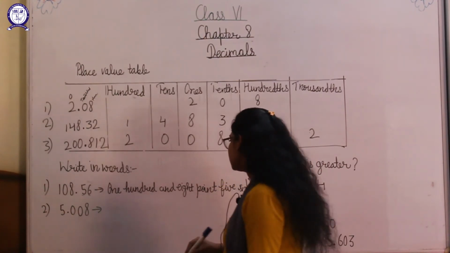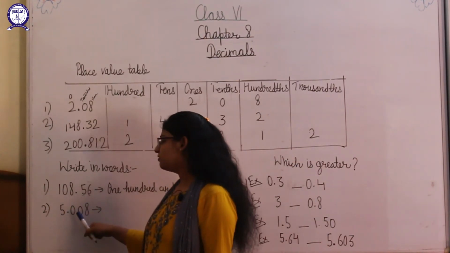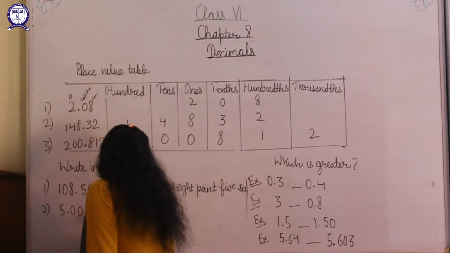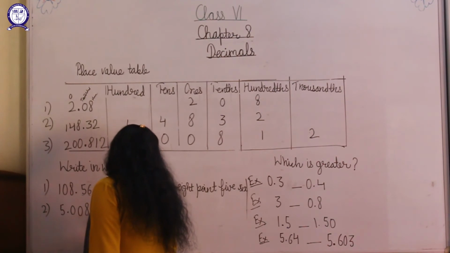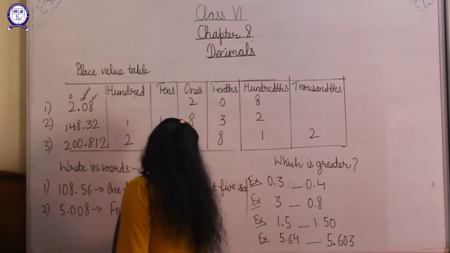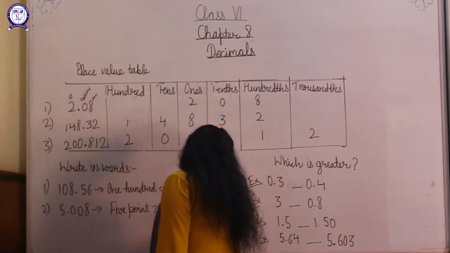Now next is 5 point, we will read it as 008, so we will write here 5.008.